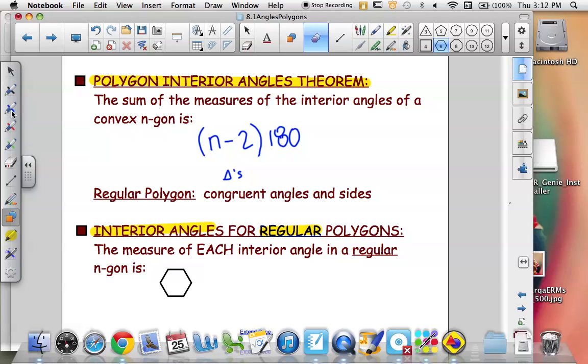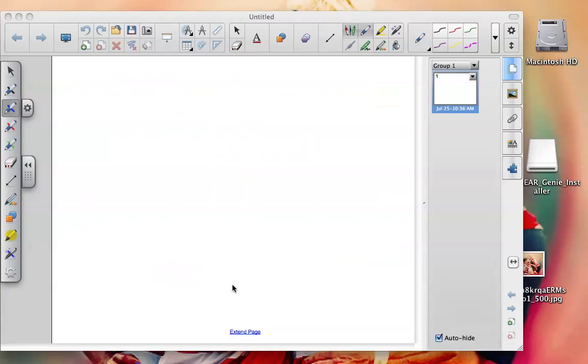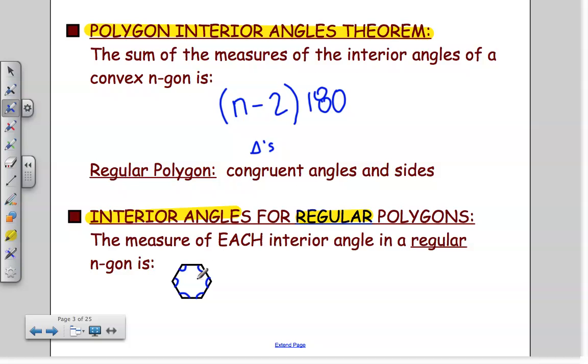Now you know that each of these angles is congruent. They're all identical. They all have to be the same. Well, think back to when we talked about equilateral, equiangular triangles. We just took 180 divided by 3 because we had 3 angles in an equiangular, equilateral triangle. Well, in this case, I'd have to do the total and divide by 6. Because if it has 6 sides, it also has 6 angles. The number of sides and angles are the same.